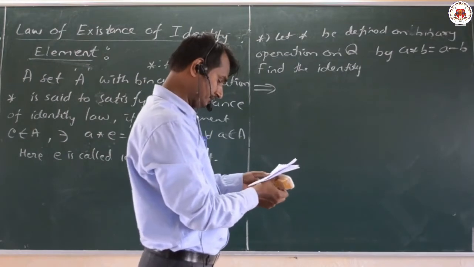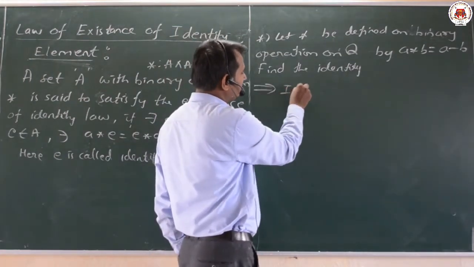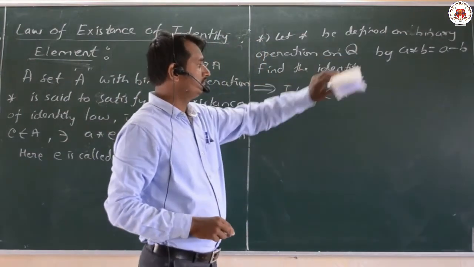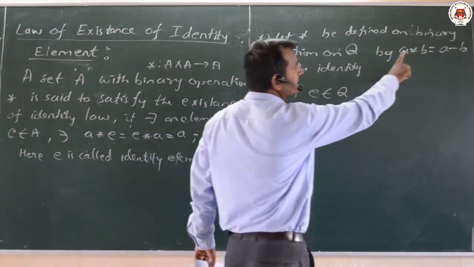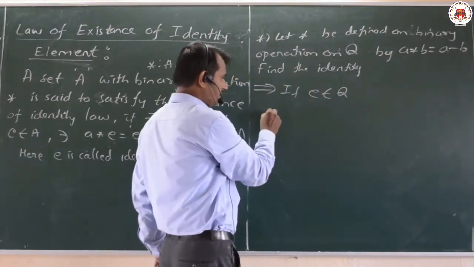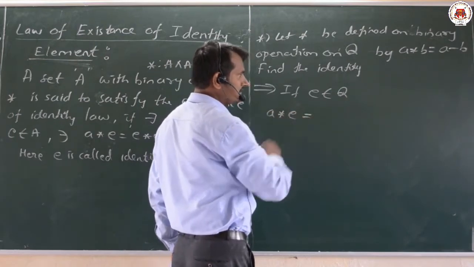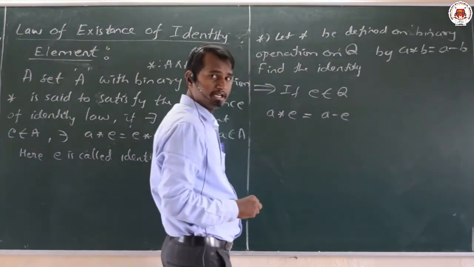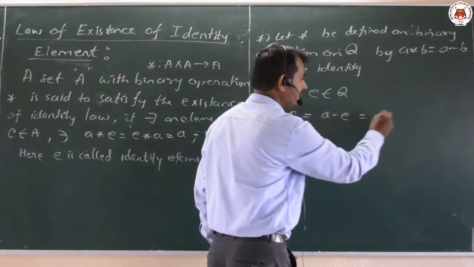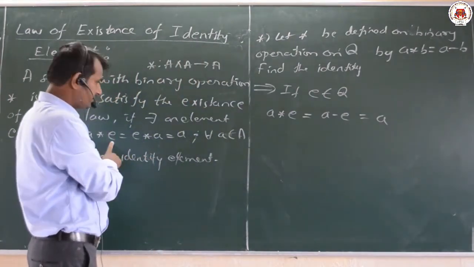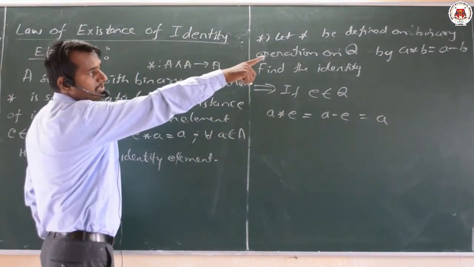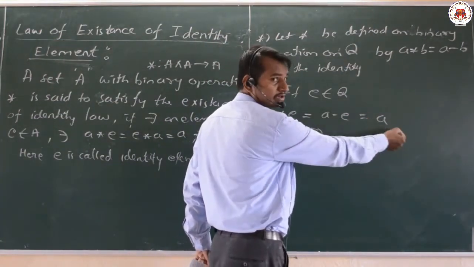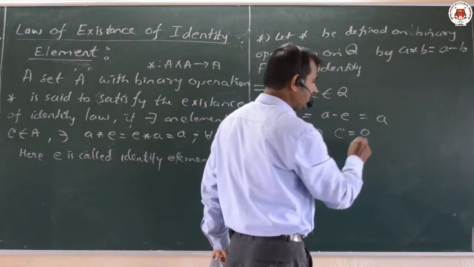Now let us observe here. First of all, if E belongs to the rational numbers, that is E belongs to Q. Now how are we defining A star B? A star B equal to A minus B. According to the definition, A star E equals A minus E, and that value will be equal to A only. So A minus E equal to A implies the value of E will be 0.